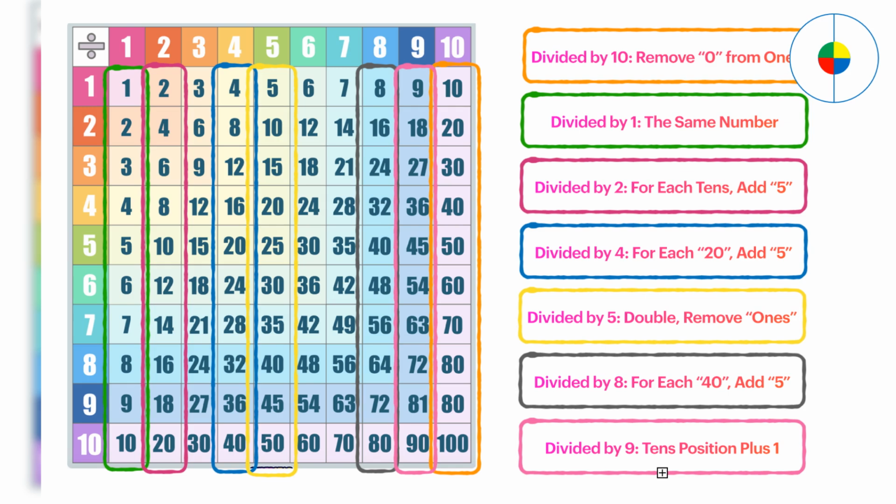Any number divided by 9, the tens number plus 1 will be the result. If the dividend and the divisor look like 70 over 7, 40 over 4, etc., the result will be 10.